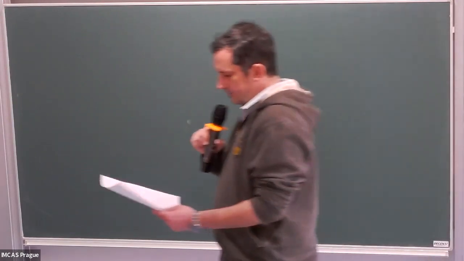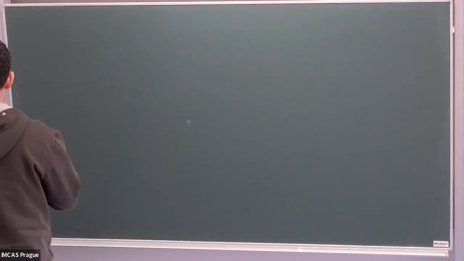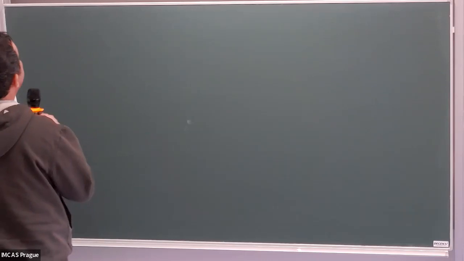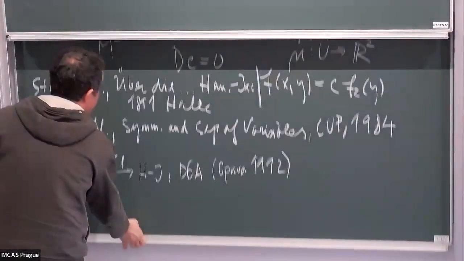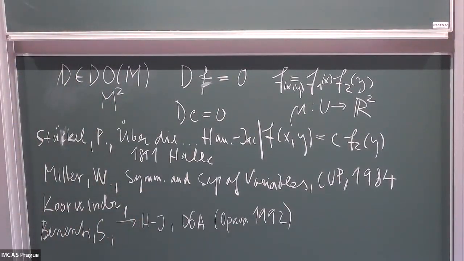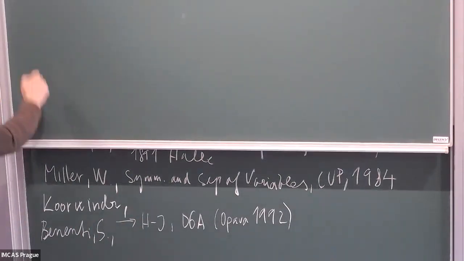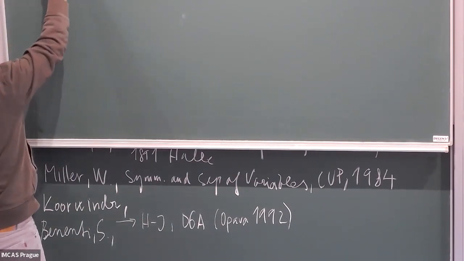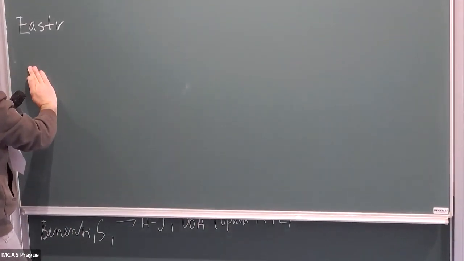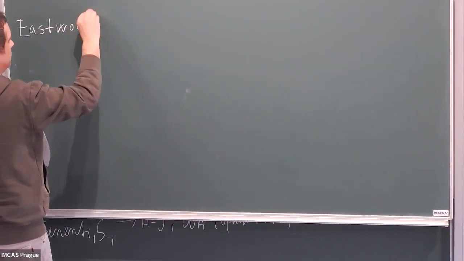I guess you should have the microphone, so the Zoom participants can hear you. Yeah, okay, sorry, I was told that I wasn't heard by you. Sorry for that. It's written on the blackboard. And this one is also not there. Yes. Is that okay? So I will write only this, Eastwood. Okay, I see it.